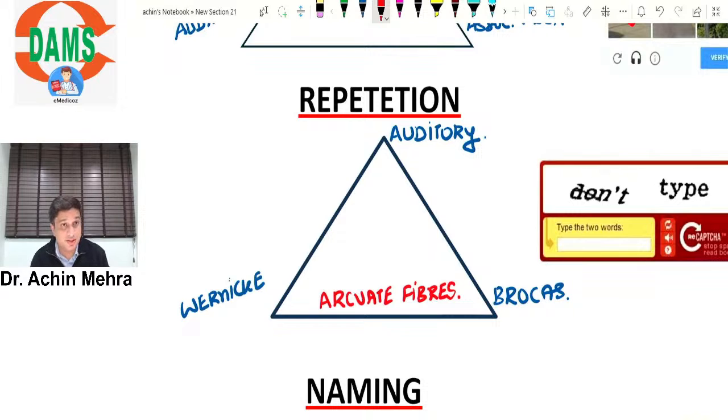So please remember, for repetition, you don't have any association area involved in it. Because if you want to understand the words 1 plus 1, you'll understand it deeply, like 1 plus 1 is 2. But you don't want to understand that equation. You want to just repeat the same equation, right?